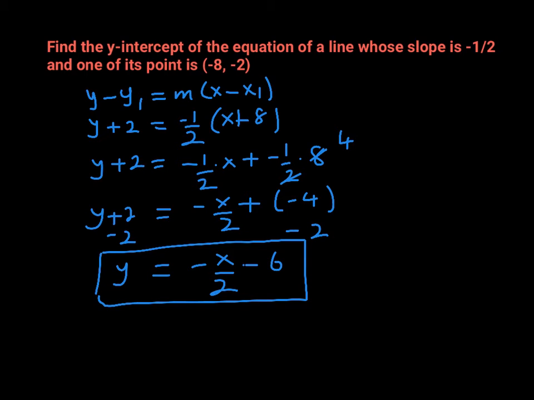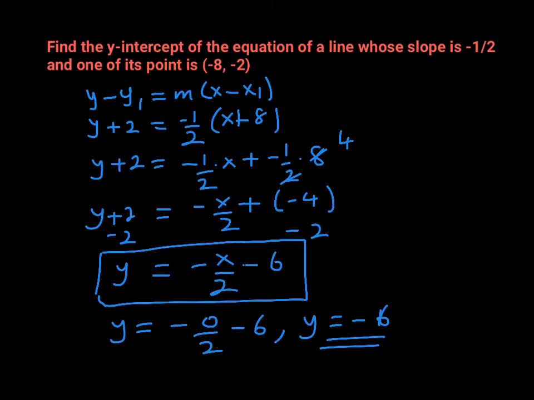Okay, now the question is asking you to find the y-intercept of the equation. So the y-intercept is the point at which x is 0. Okay, so we can do that. y is equal to negative 0 over 2 minus 6. Well, 0 over 2 is 0, so therefore y is equal to negative 6. So the y-intercept is at negative 6.